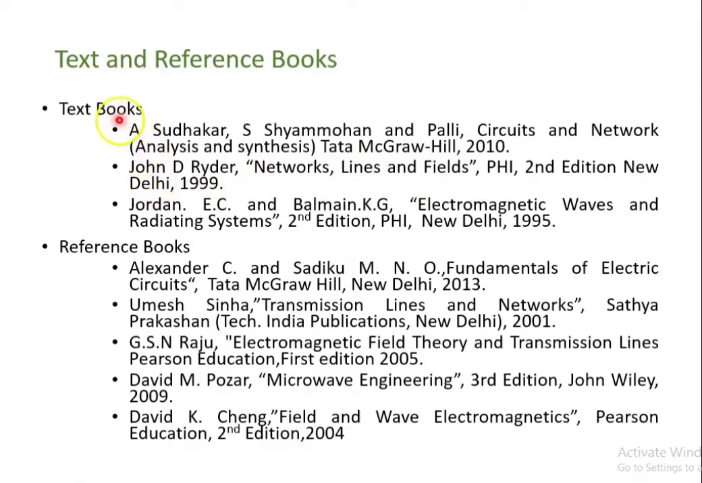Reddy. That is, first 3 COs will be covered in first 2 textbooks, and remaining 2 COs, that is rectangular waveguide, circular waveguide, cavity resonators, okay, and parallel plane waveguide will be studied using electromagnetic waves and radiating systems by Jordan and Baldwin. Okay, we have few reference books. Okay, so these are your reference book.